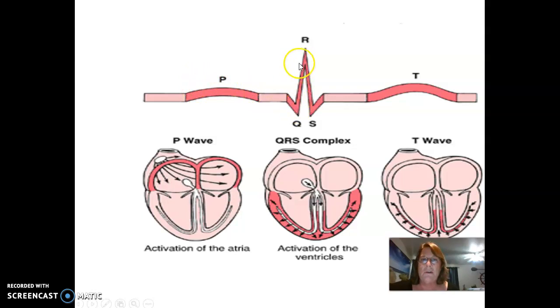Then we had our QRS, which is ventricular depolarization, so the ventricles got the message. And then our ST segment should be flat, and then our T wave is ventricular repolarization. So our ST segment should always be flat, and then our T wave generally goes in an upright direction.